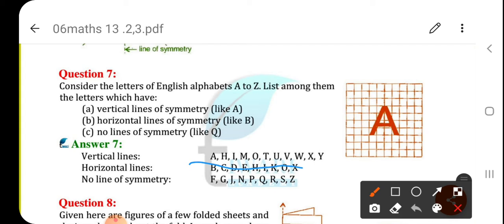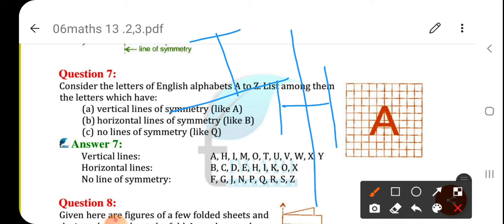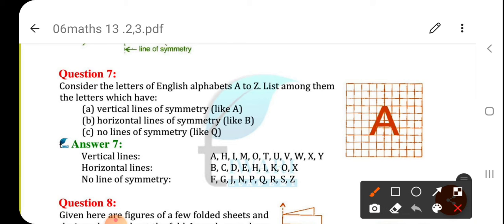This is how to find the letters which have vertical lines of symmetry. This is homework, you have to try yourself. This way you have to write down and try to find out. Draw a vertical line, then it's possible. I also, it's possible. Now in the same way, horizontal line of symmetry. B, draw a horizontal line. Draw B properly and draw the horizontal line of symmetry, then the upper and lower parts will be equal, exactly mirror images of each other. Next, no lines of symmetry. Which kind of alphabets are there? F, G, J, N, P, Q, R, S, Z.